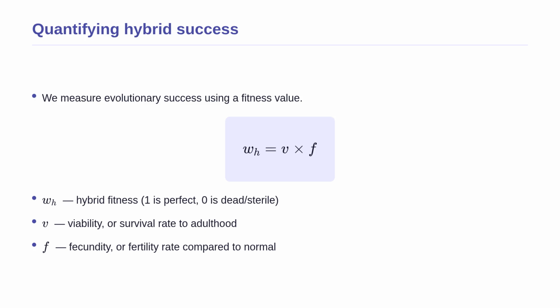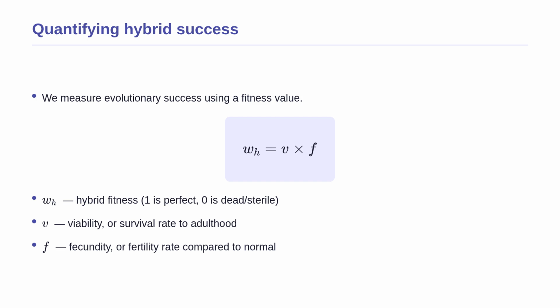To understand exactly how strong a post-zygotic barrier is, we can calculate it mathematically. We measure the evolutionary success of these hybrids using a fitness value, denoted by the letter W. A fitness of 1 means perfect health and reproduction, while a fitness of 0 means complete sterility or death. The formula for hybrid fitness is W sub H equals V times F.